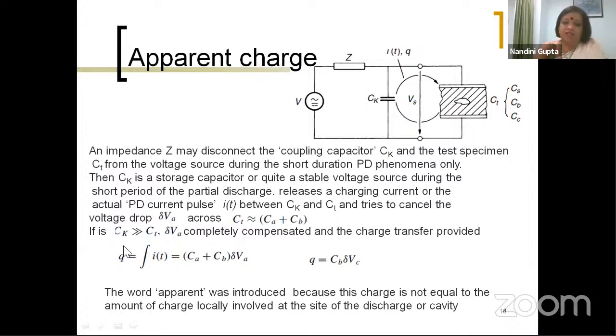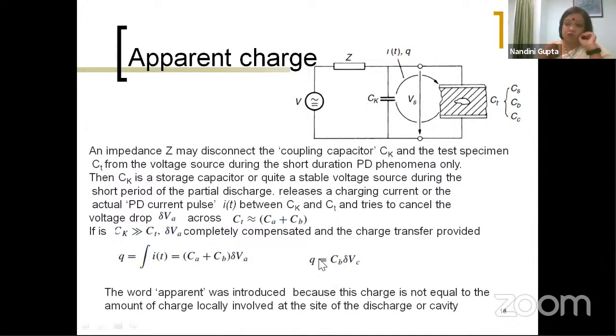Now, if CK is much greater than CT, which is generally the case, this can be completely compensated, and the charge transfer can be written as Q equal to the integral of IT, the current that is flowing in the circuit, is equal to CA plus CB into delta VA, the potential drop across CA, and that can be approximately written as CB into delta VC. So the charge that I am drawing from the supply to replenish the charge that is lost by the coupling capacitor can be approximately estimated as CB into delta VC.